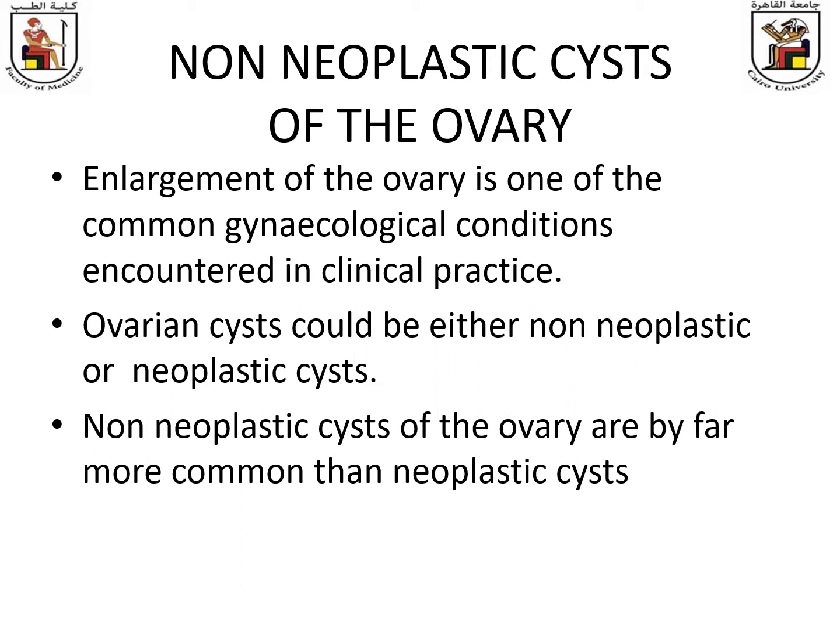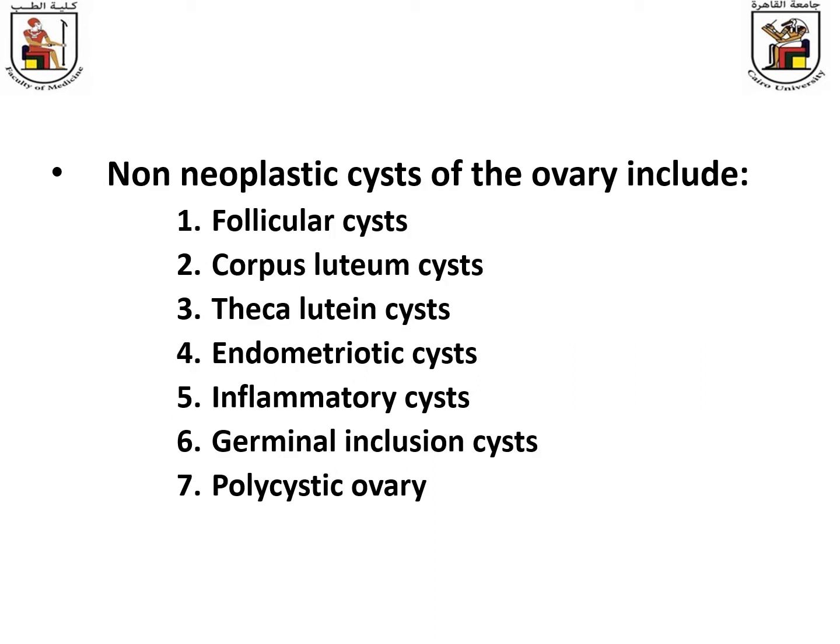The non-neoplastic cysts of the ovary, these are enlargement of the ovary, is one of the most common gynecological conditions encountered in clinical practice. Ovarian cysts could be either non-neoplastic or neoplastic in origin. Non-neoplastic cysts of the ovary are by far much more common than neoplastic cysts. The non-neoplastic cysts of the ovary include follicular cysts, corpus luteum cysts, theca lutein cysts, endometriotic cysts, inflammatory cysts, germinal inclusion cysts, and polycystic ovary. We'll talk about many of these in the next few slides.